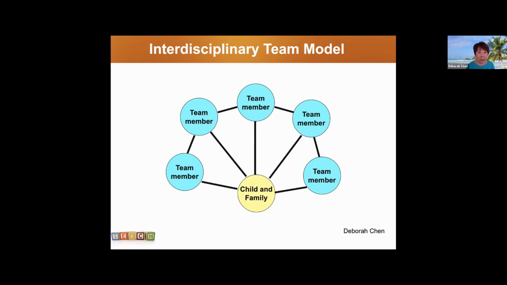So some of the challenges may be the number of team members, and also just the logistical issues of getting everyone together. With technology, this is a little easier to communicate and to really do some joint planning. The family or the teacher in the classroom may become sort of the hub person who has to share messages between team members.